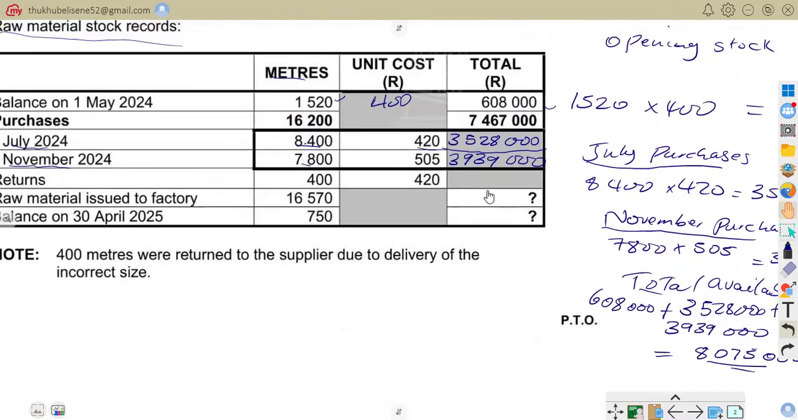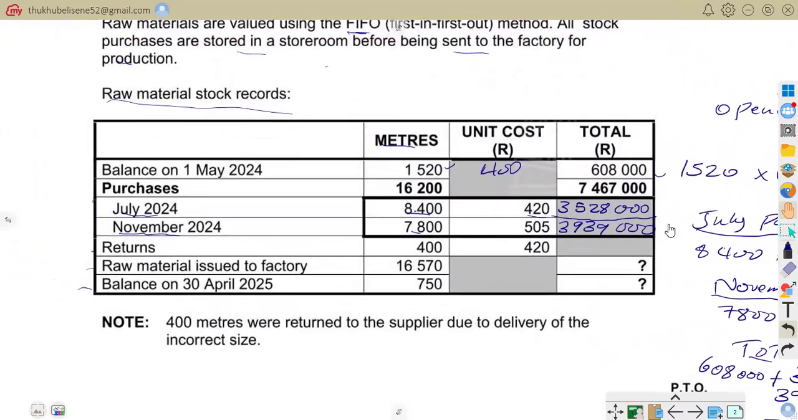So now let us go and check the returns. We returned how much? We returned 400 meters with the unit cost of 420. So we're going to say 400 times 420. This will give us 168,000. This is for the returns.